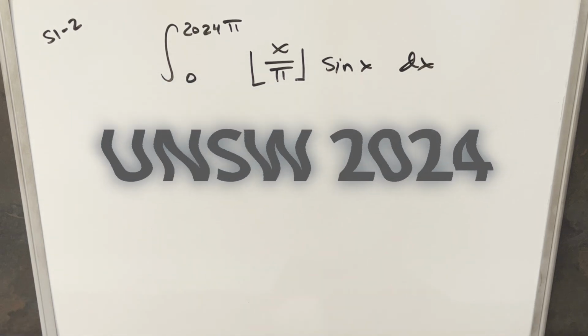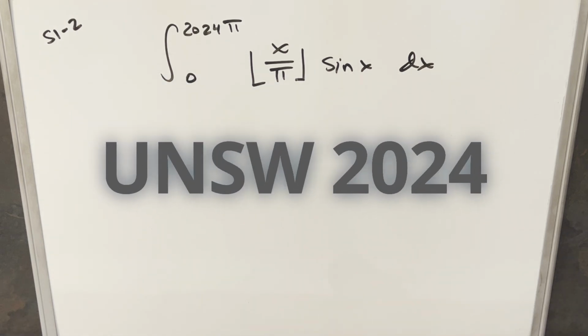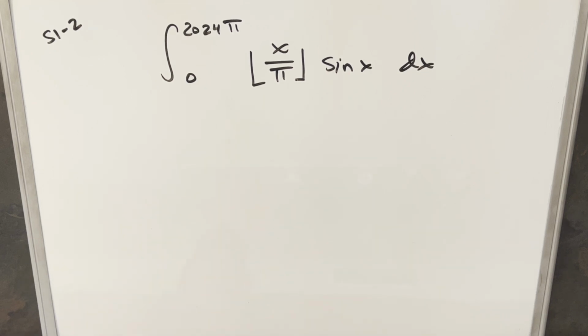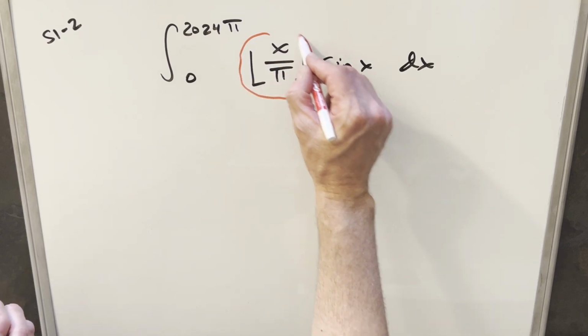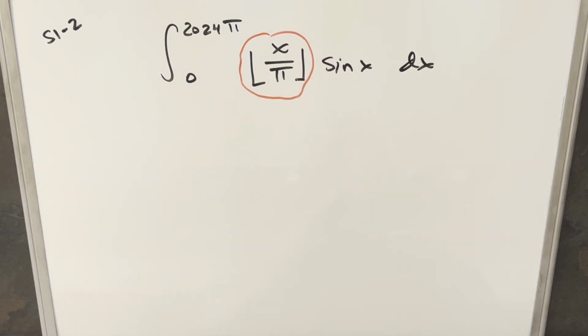Okay, we're going to take another integral from the UNSW integration bee 2024. This is semifinals round 1 problem 2. We have the integral from 0 to 2024 pi of the floor of x over pi times sine x dx. The thing I want to deal with first here is what's going on with this floor function. We need to take care of that before we can integrate.